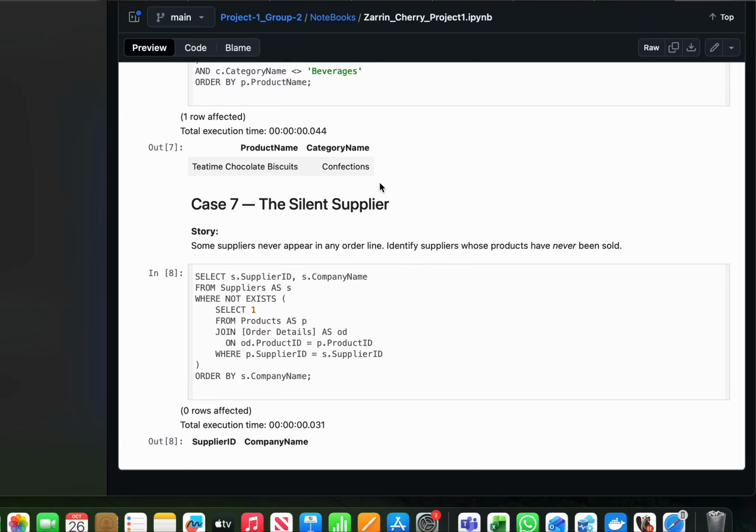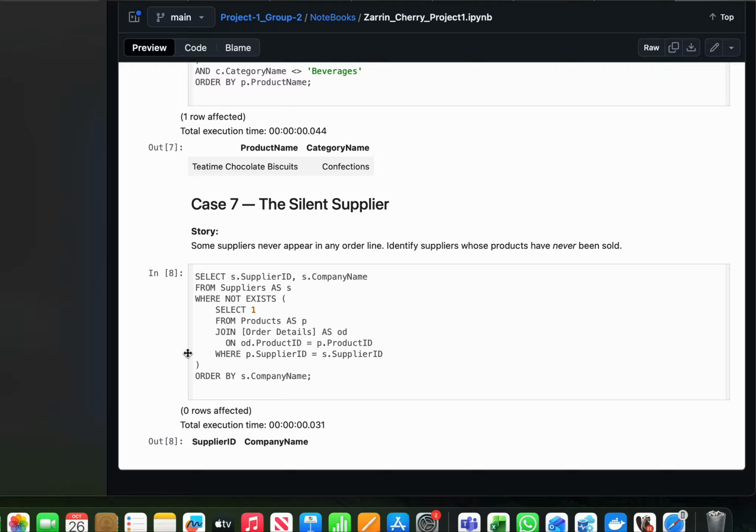And then case 7, the silent supplier. The last case looked for suppliers whose products have never been sold, kind of like ghost suppliers. I used a subquery with not exists to check for suppliers that don't appear in the order details table through their products. If a supplier had zero sales history, they would show up in the results.